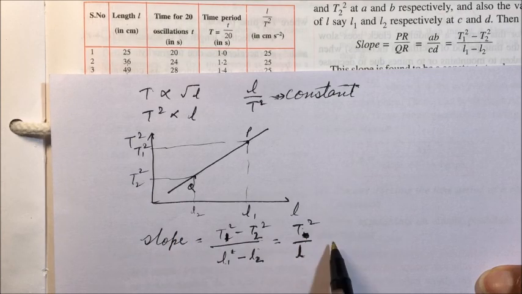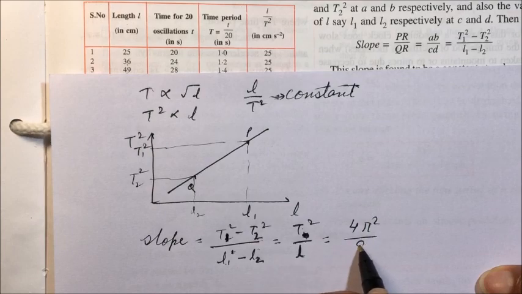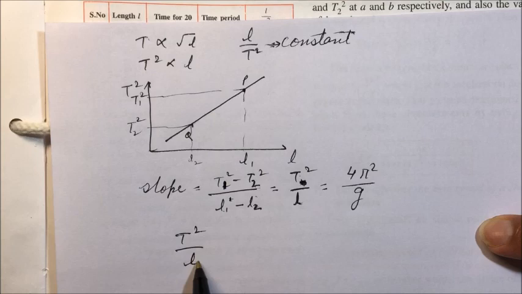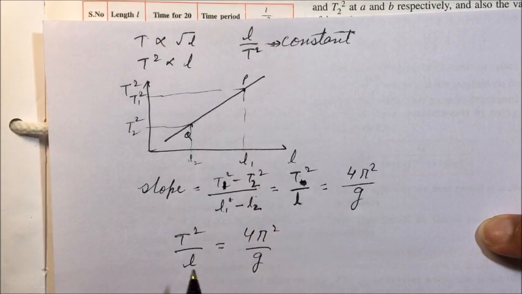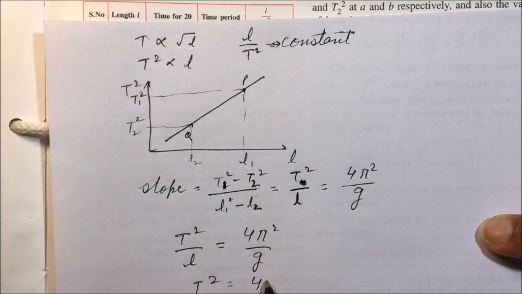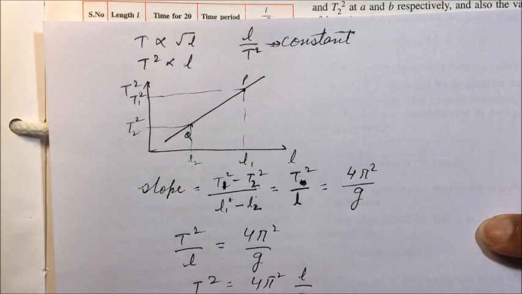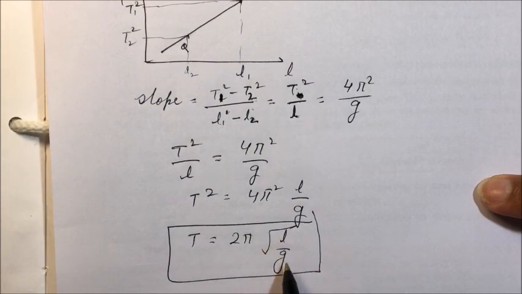It is a constant for a particular place, and it is found to be equal to 4 pi square upon g. So T square upon L is equal to 4 pi square upon g, or we can say T square equals 4 pi square L by g, or taking the root, T equals 2 pi root of L by g. So T equals 2 pi root of L by g. This is the equation for time period.